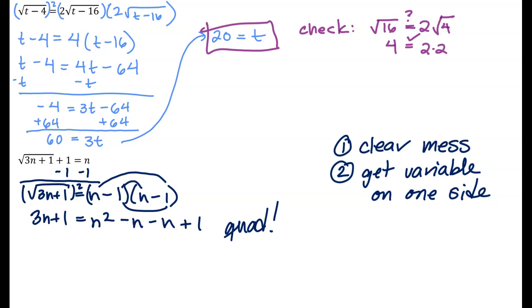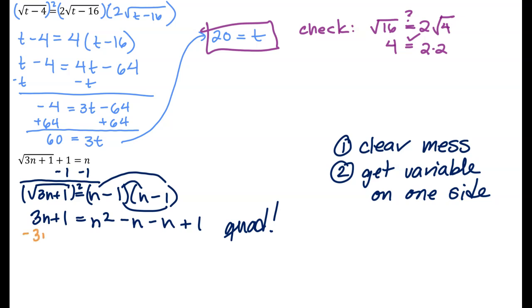For quadratics, I either want to use square roots if there's only a single n floating around. That's not true in this case. I could also set equal to 0 and factor, or set equal to 0 and use the quadratic formula. Or if you're feeling pretty sharp with complete the square, you can always use complete the square, and then square roots would work. Let's go ahead and set it equal to 0 and regroup a little bit to see what we're actually working with.